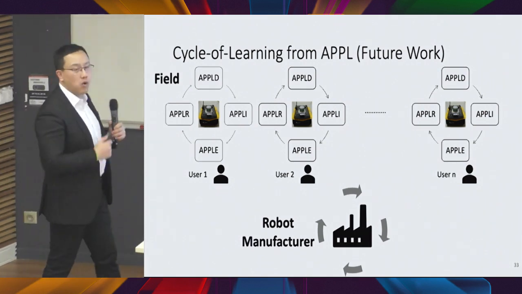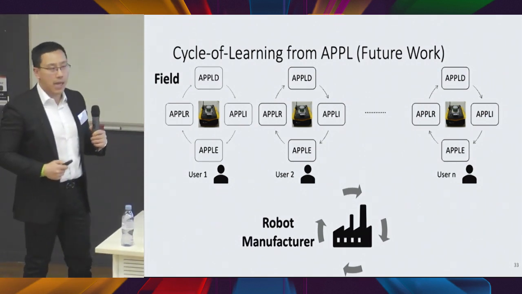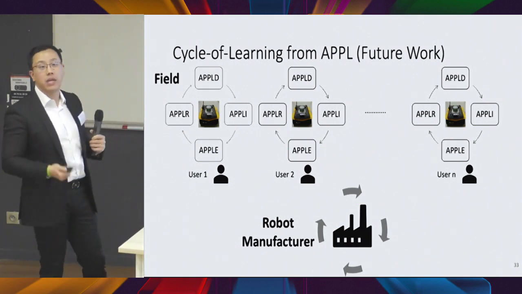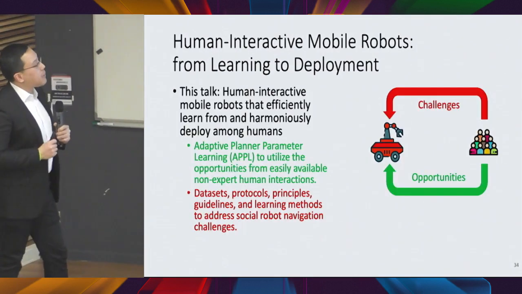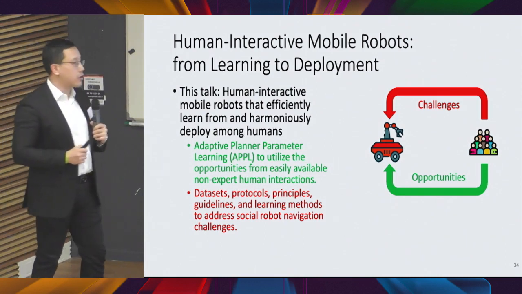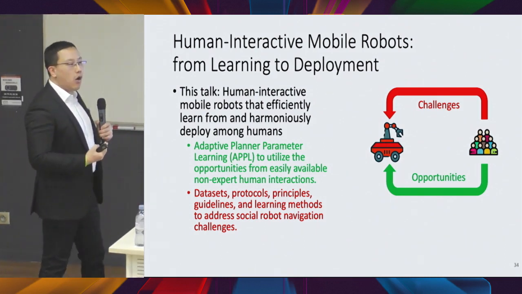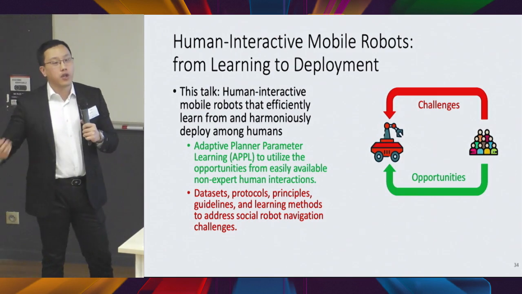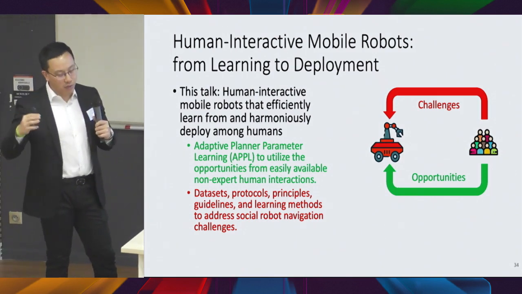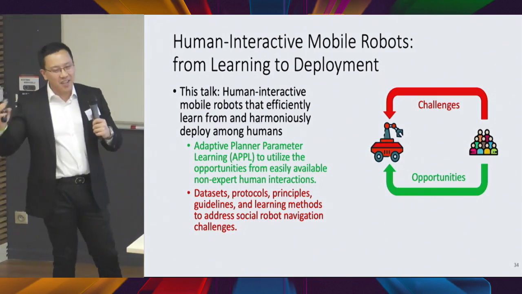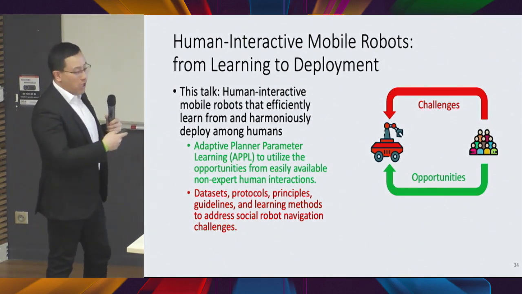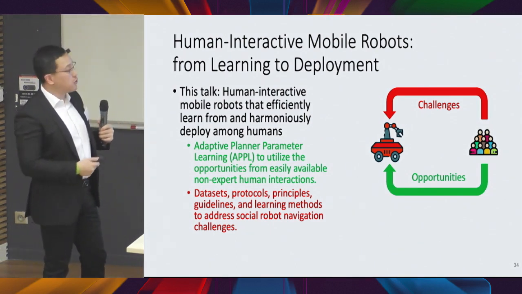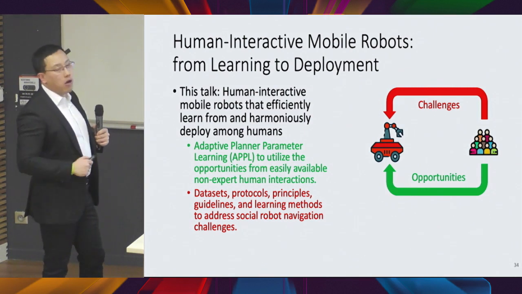We want to work on this when we have lots of robots in the lab and lots of humans interacting with them in the field. So this wraps up the first half of the talk. We want to utilize all these non-expert humans around the robots in the field to improve our robot navigation performance using APPLE. So I guess I can hold questions to the end.